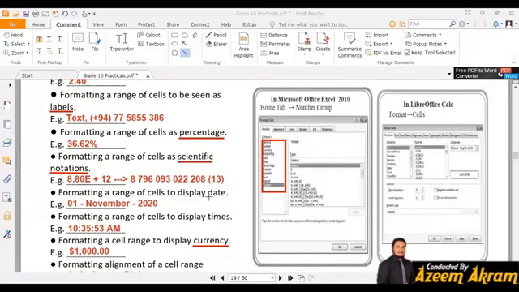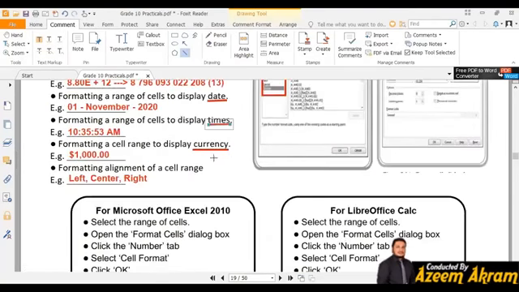Then we have date. So you can change the date formation. Then you have time formation. Time is basically displayed in hours, minutes and seconds. Then this comes to currency. Currency, you can apply any country's currency, not only dollar, you can apply any other currency.